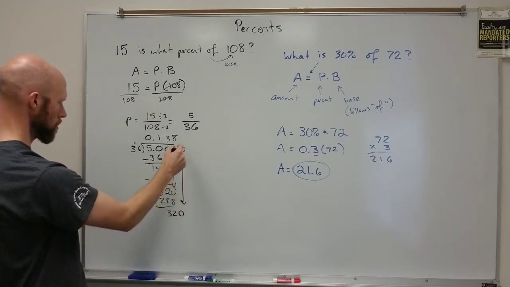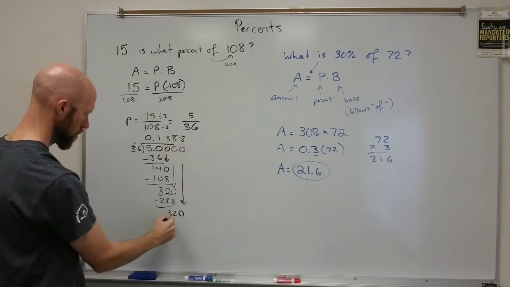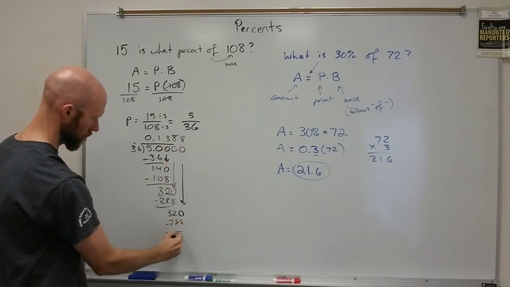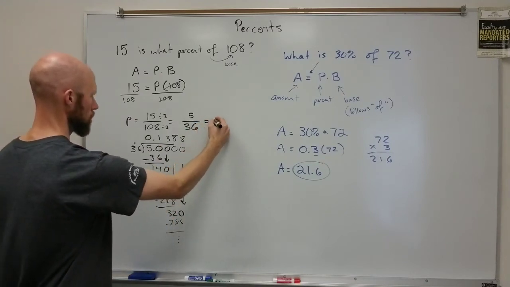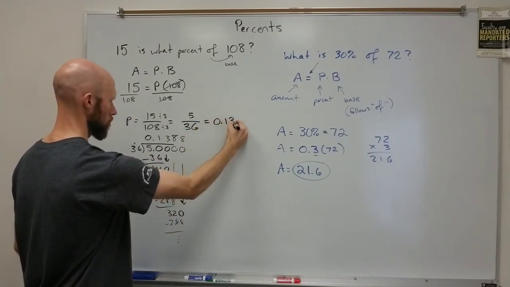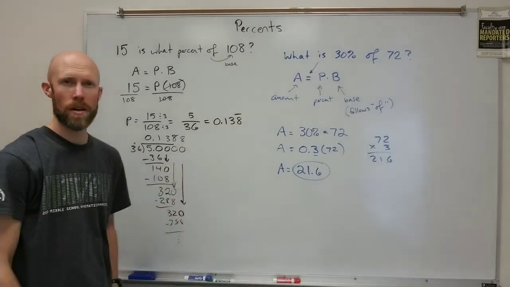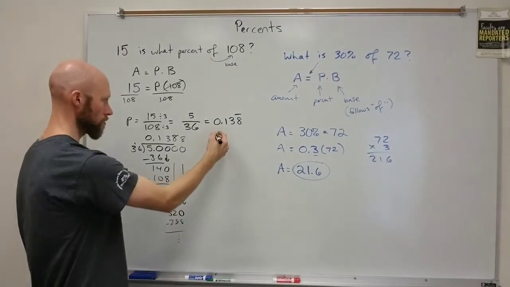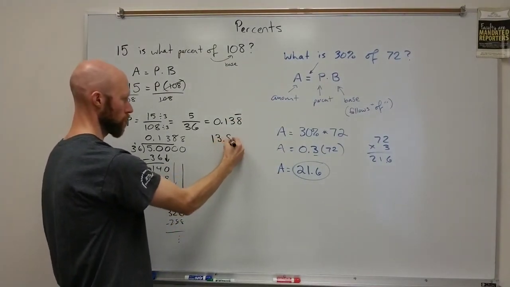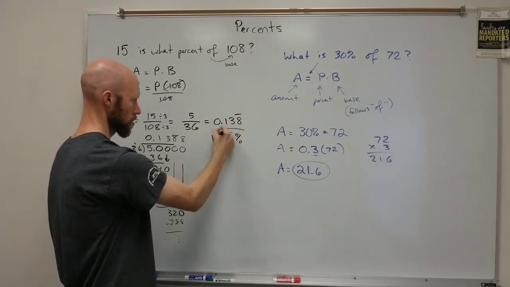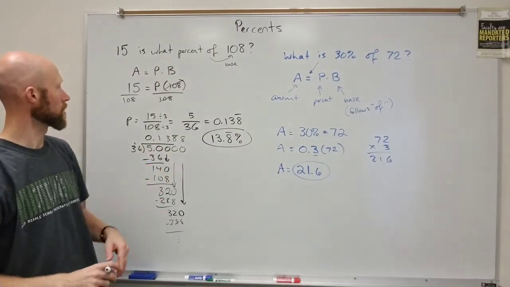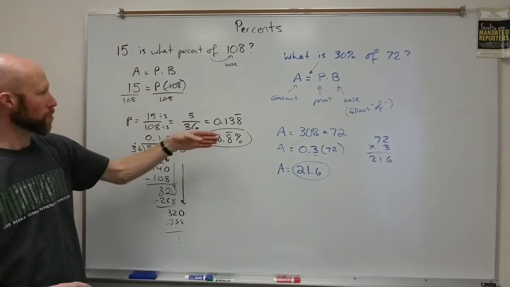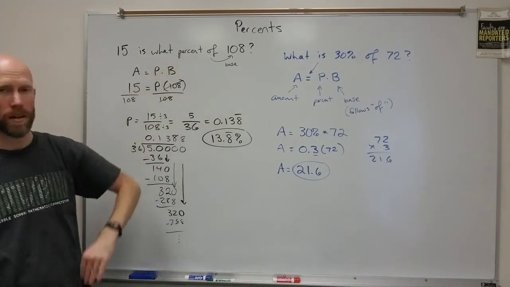So we've got a repeater at 8, 288, and so forth. All right, so the decimal form is 0.13 with a repeating 8. And so the percent form is 13.8 repeating percent. All right, so there's our percentage. There's our answer to our question. 15 is 13.8 repeated percent.